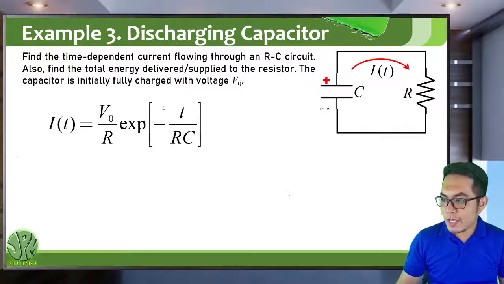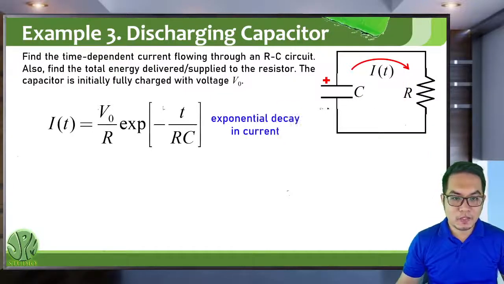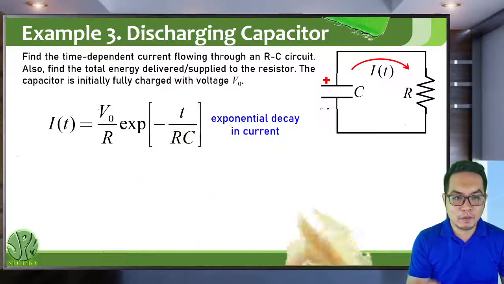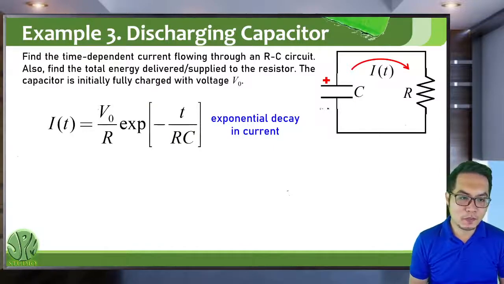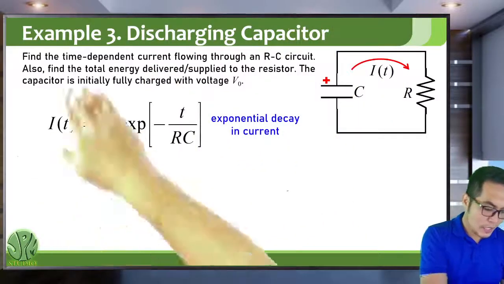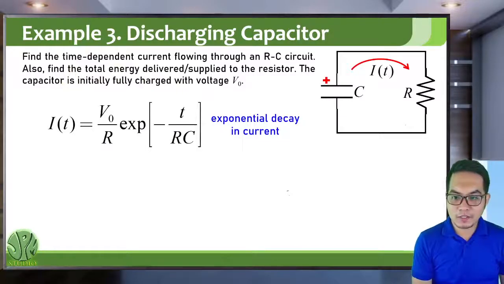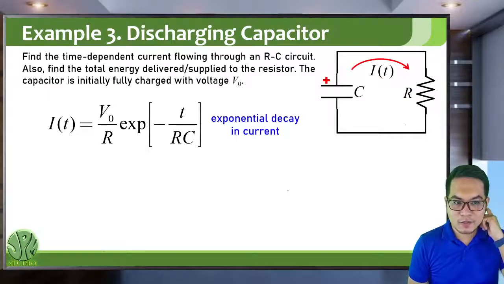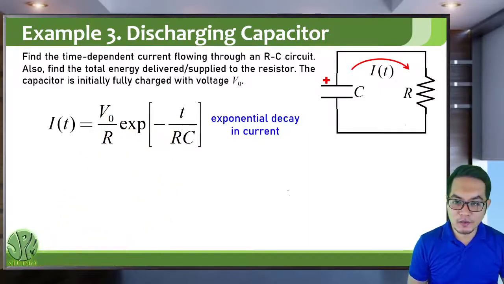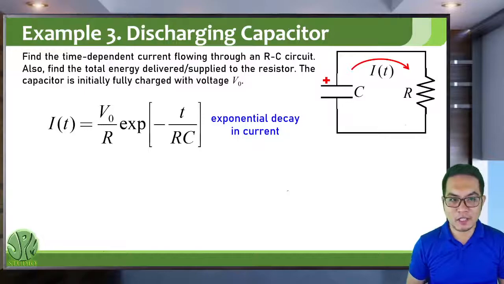So this is the exponential decay in the current. You will notice as time approaches infinity, that will approach 1 over e to the negative infinity, or 0. So at time equal to infinity, the current will decrease to 0. But the initial current at time equal to 0, you have e to the 0, or 1. The initial current is V naught over R, that's our I naught, the initial current.